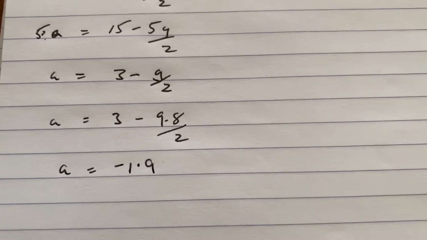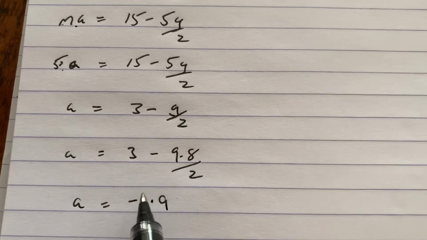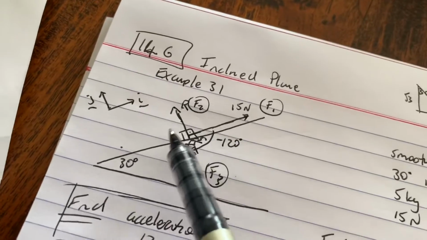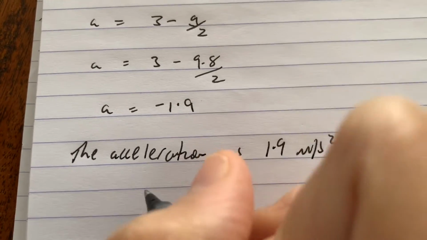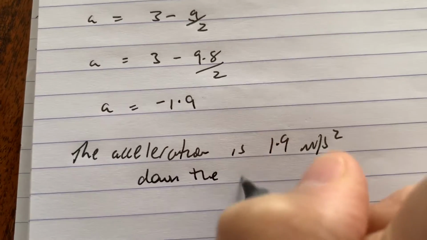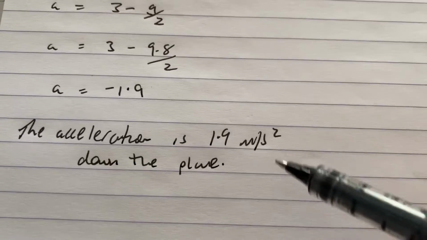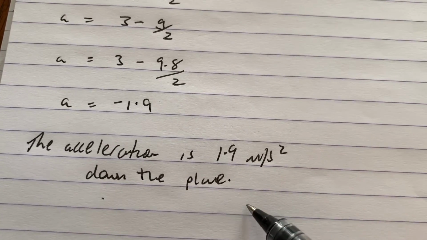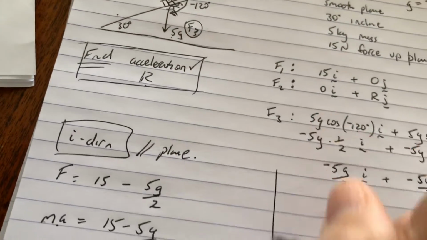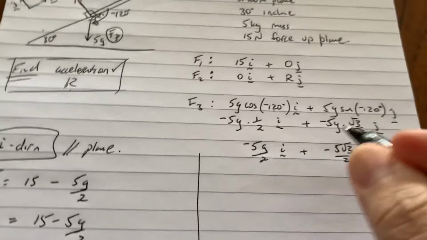Now, the negative indicates that acceleration is happening down the plane. That's what the negative means. So I'll write that the acceleration is 1.9 meters per second squared, because that's my units, down the plane. All right, so that's my magnitude, 1.9 meters per second squared. That negative indicates that it's down the plane. So I can tick off, I have found acceleration. Now I need to find R.